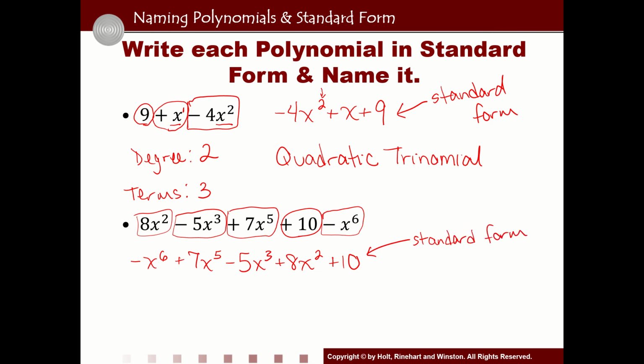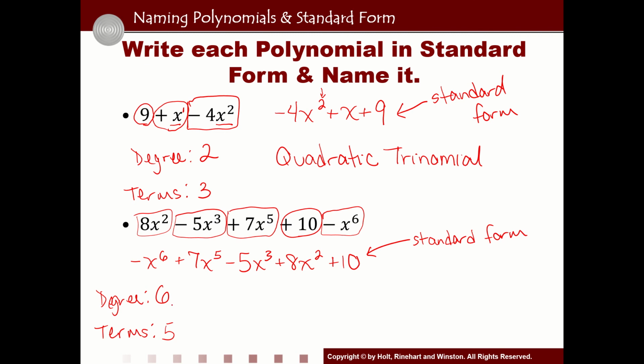And now we need to figure out the degree and the number of terms so that we can name it. The degree is the highest exponent on a variable. So that should be on my first term. It is a 6. This is a degree of 6. And the number of terms, again, I can come back up here. I have 1, 2, 3, 4, 5 terms.